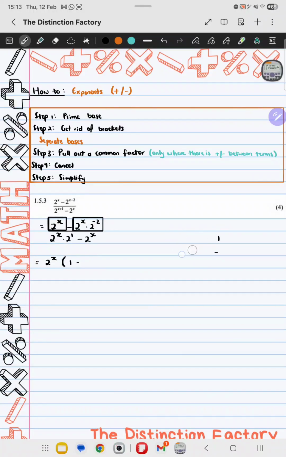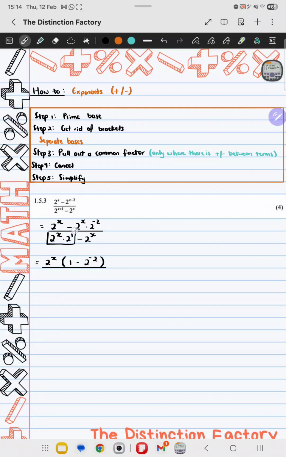Anything divided by itself is always going to be 1. Moving on to our next term, when I pull this out as a common factor, I am left with 2 to the power of negative 2. Let's shift over to our denominators.